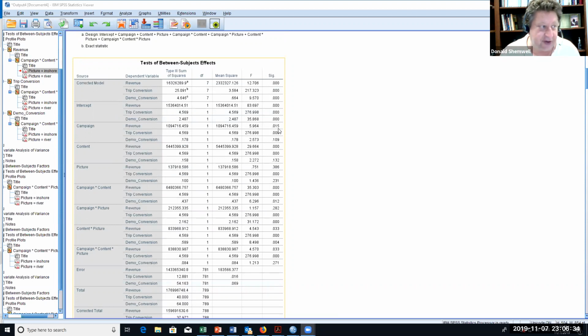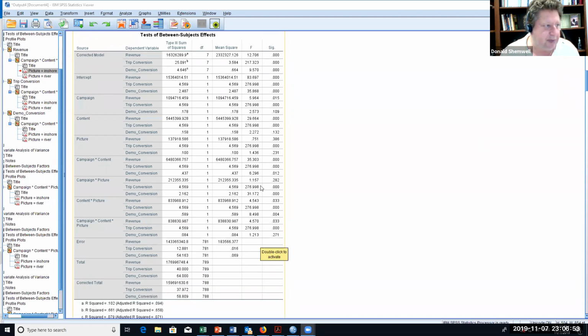So if that's significant, that means one of those two campaigns works better on average. Once you look and you determine, for example, that the campaign does not have a significant relationship to demo conversion, you're done with it. But there are 9 total, and it's in this last box that you're going to look at, significance of F.